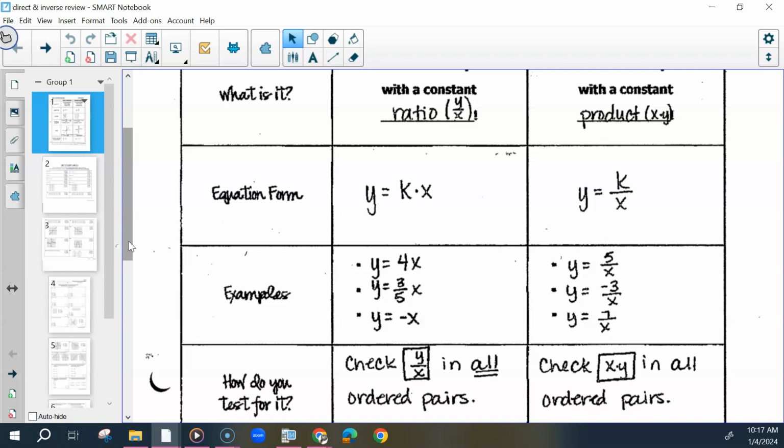But how you find it: the ratio for finding k for direct is y over x. For finding inverse, it is x times y or y times x. So you're multiplying and dividing for both, but it depends on what you are looking for. Are you solving for k? Are you looking for the equation?